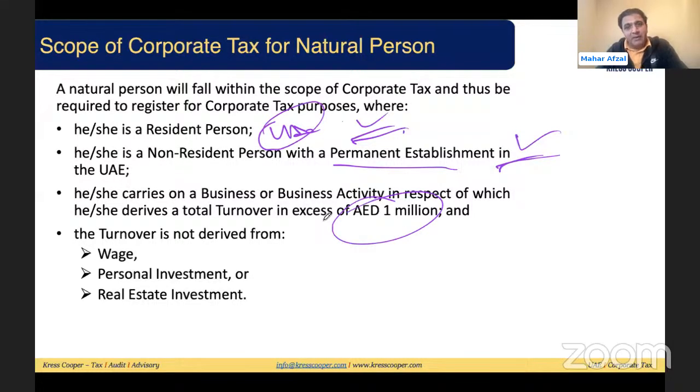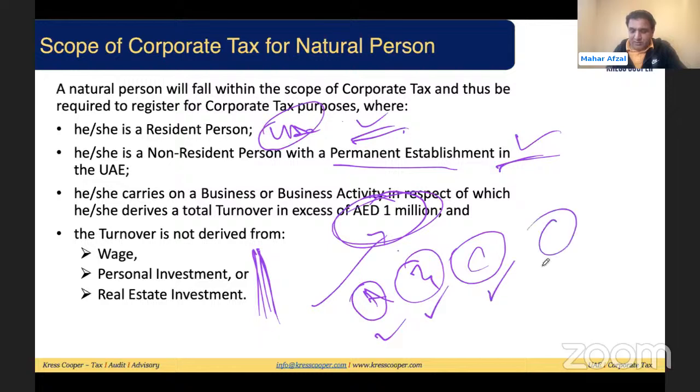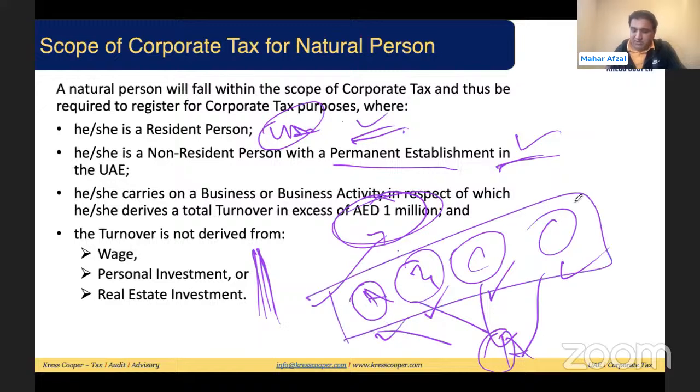We have already discussed revenue of more than 1 million. Whenever we are calculating this 1 million, we should not consider any income that A or any individual receives in the form of salaries, wages, personal investment, or real estate investment, because this is personal income. This personal income will not be considered while calculating the business income of 1 million. An important thing is that when calculating this 1 million, all the businesses of the individual are included: a freelancer, a sole establishment, another sole establishment, another business. Mr. A is taking care of all these businesses, and income from all of them will be considered to calculate this 1 million. This is the important thing.